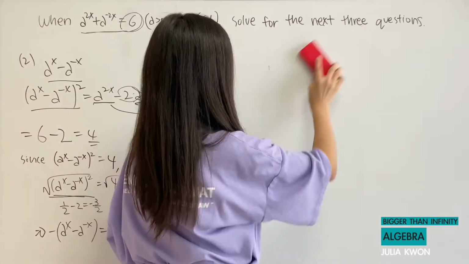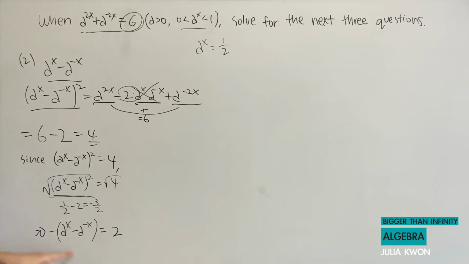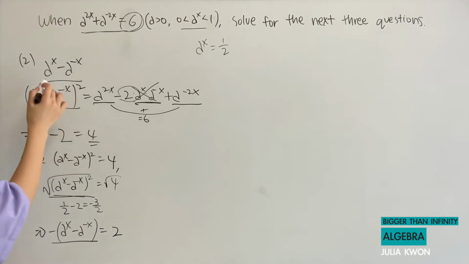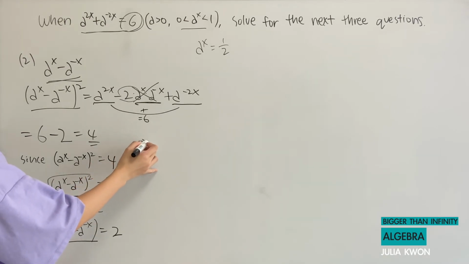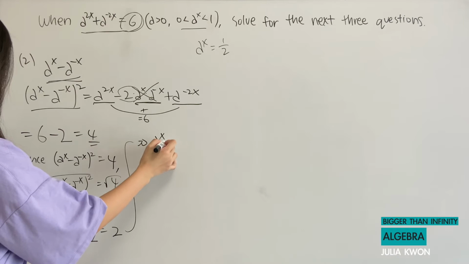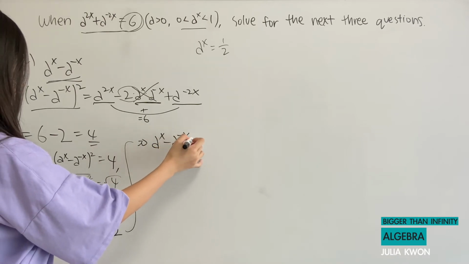got it. So here now, since we're trying to solve for this, we can divide -1 on both sides, giving us a to the power of x minus a to the power of -x is equal to -2.